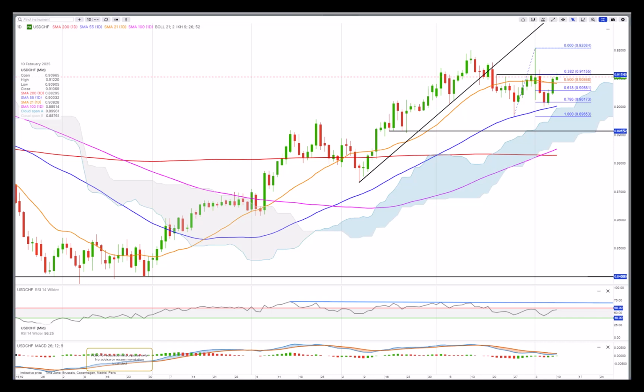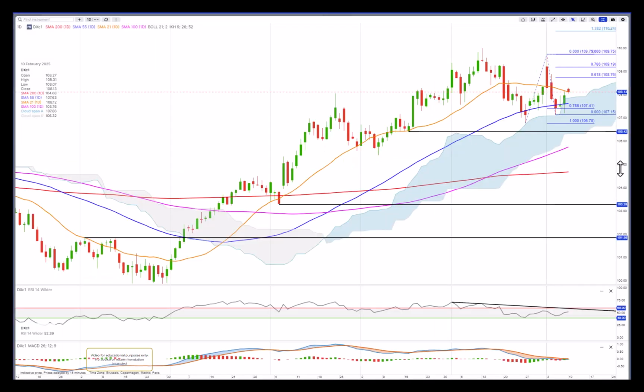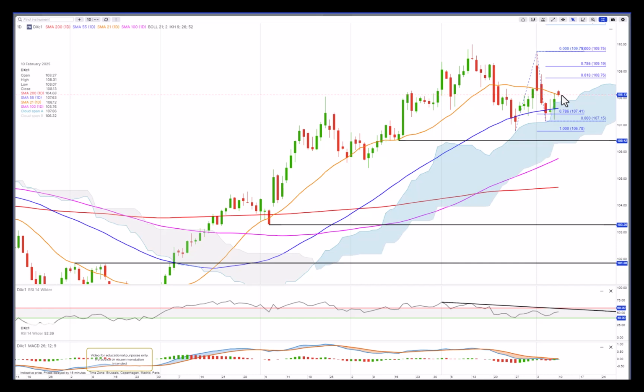Dollar index, almost similar. Still above the cloud, bounced from around the 786 retracement. RSI still positive. If it moves back above 60 threshold, well, then we could see it push higher. And next one is at the 61.8 retracement, 108.76. If it takes out that, which it could, well, then we could revisit the previous peaks here just below 110.